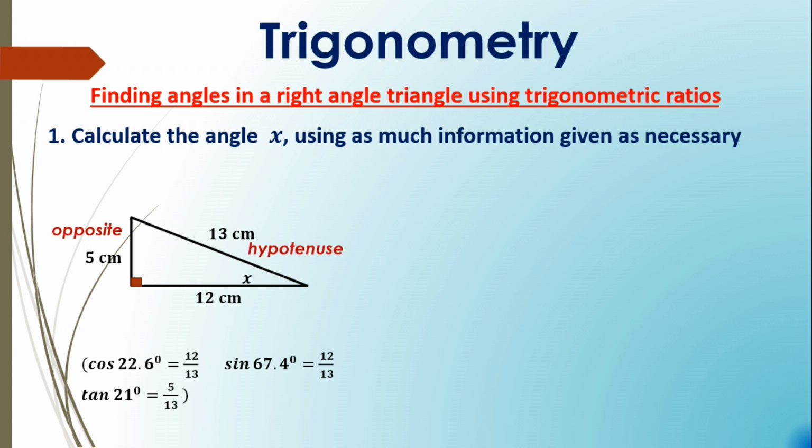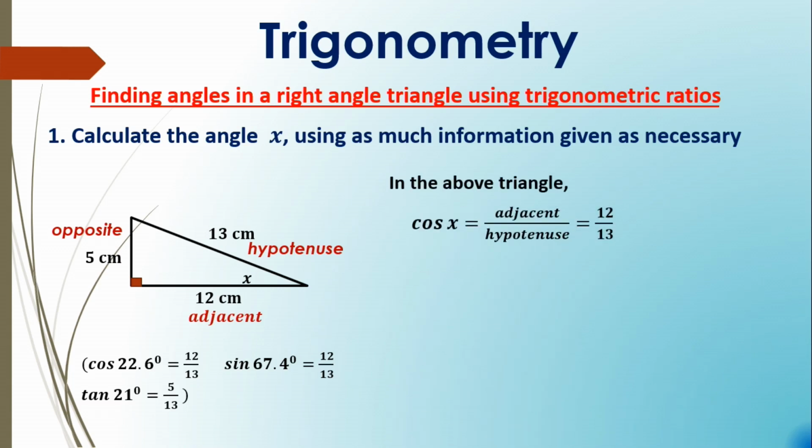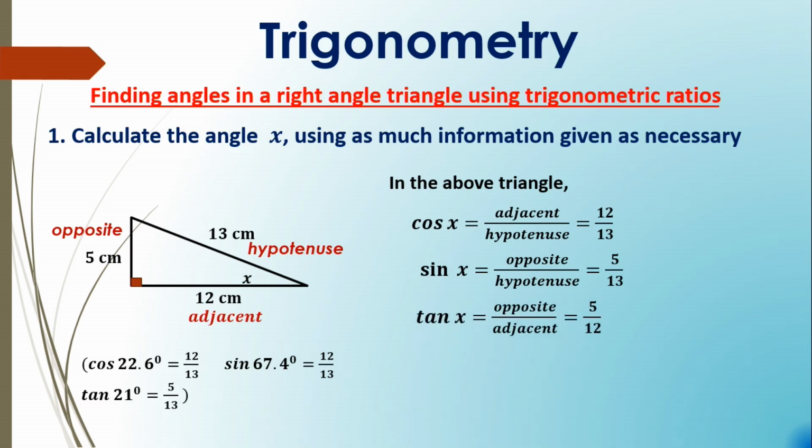This is the opposite side. 13 is the hypotenuse because it is the side which is opposite to the 90 degrees. And the 12 centimeters is the adjacent side because it touches the angle x. Now we are going to write the trigonometric ratios for this triangle, starting with cos of angle x, which is equal to adjacent over hypotenuse. Here it is 12 over 13. Then sine of angle x equal to opposite over hypotenuse equal to 5 over 13. Then tan of angle x equal to opposite over adjacent. Here it is 5 over 12.